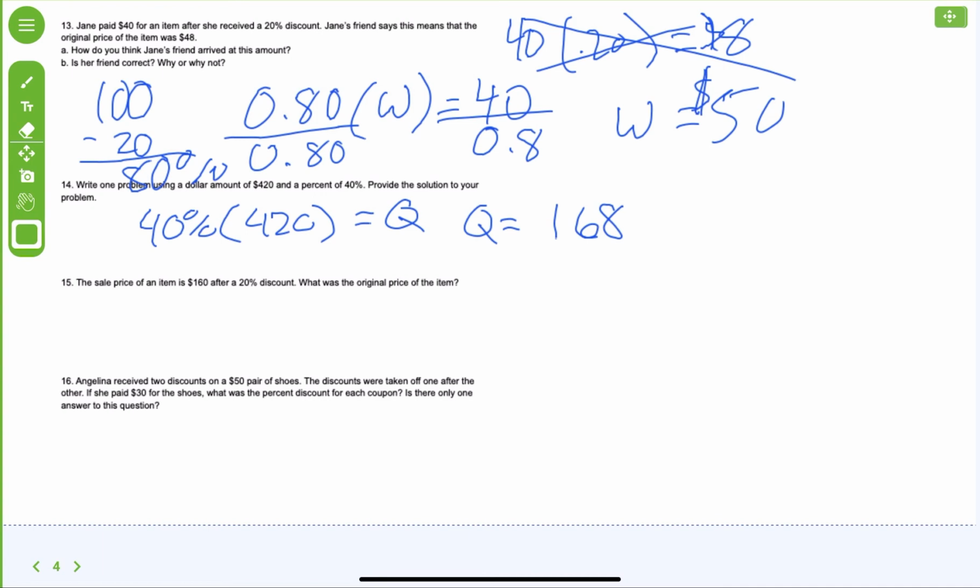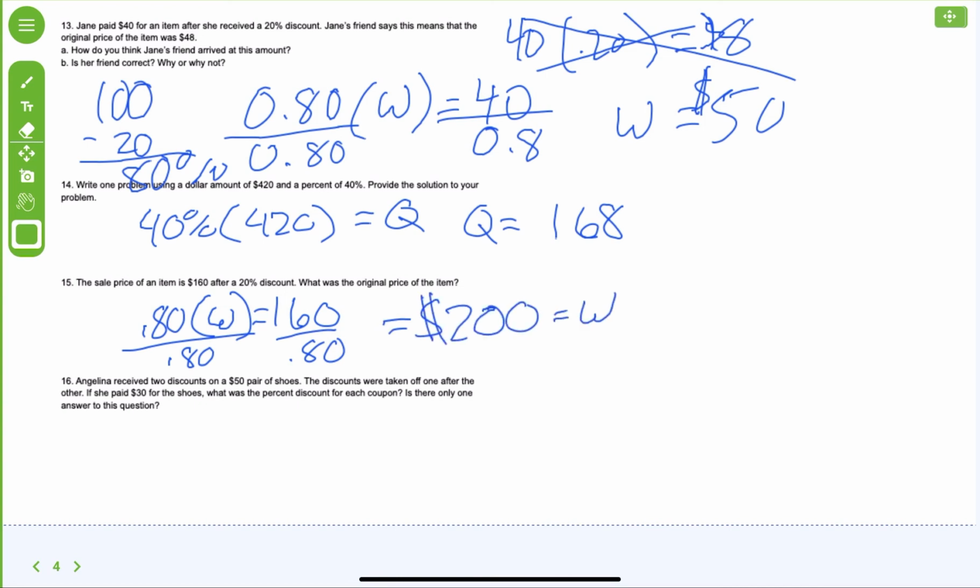Now 15 says the sale price of an item is 160, so this is the quantity, 160 after a 20% discount. What was the original price of the item? Once again, are we paying 20%? No, we're paying 80%. So we need to say 80% of the whole is 160. And if we divide by 80%, that would give you a $200 item, which is the whole.